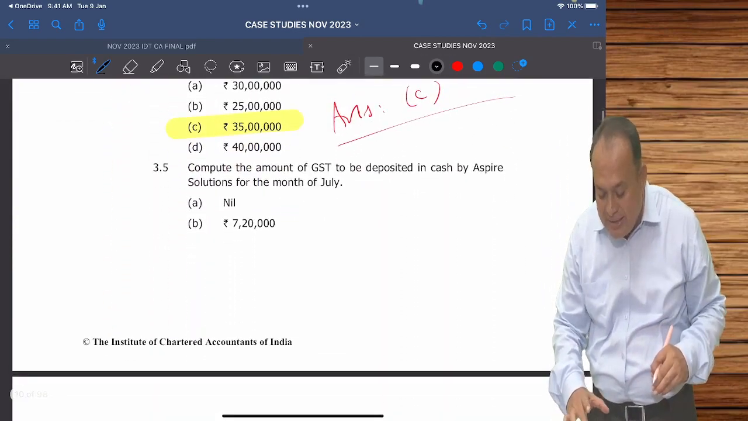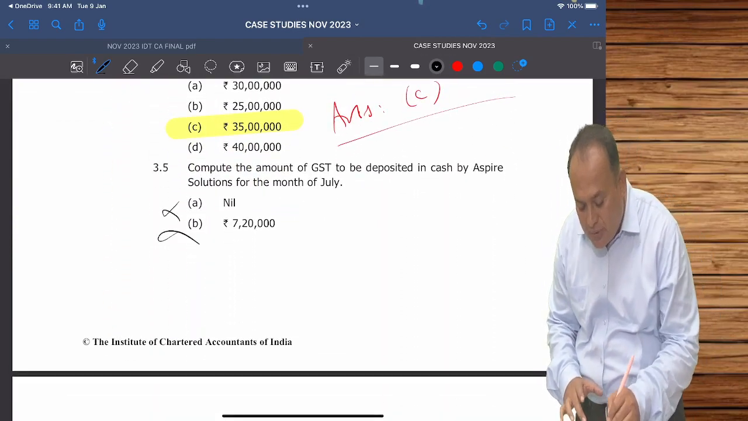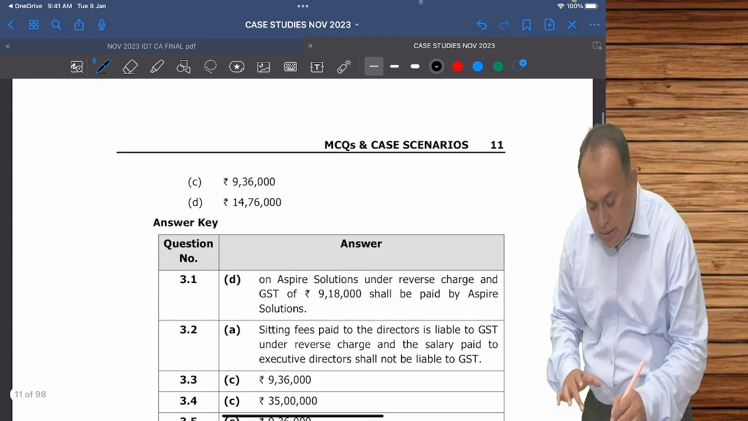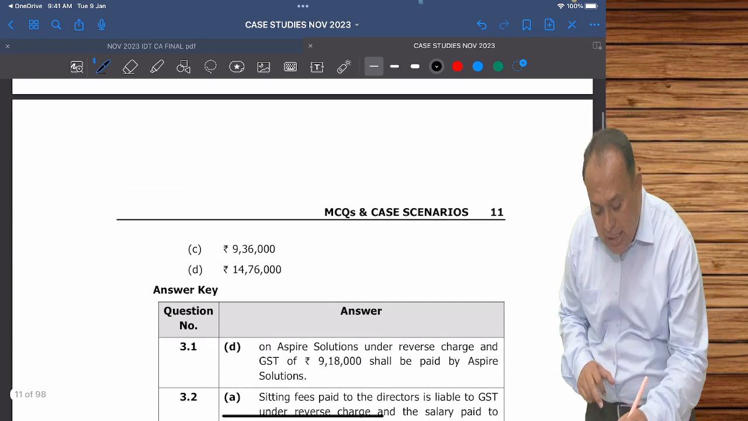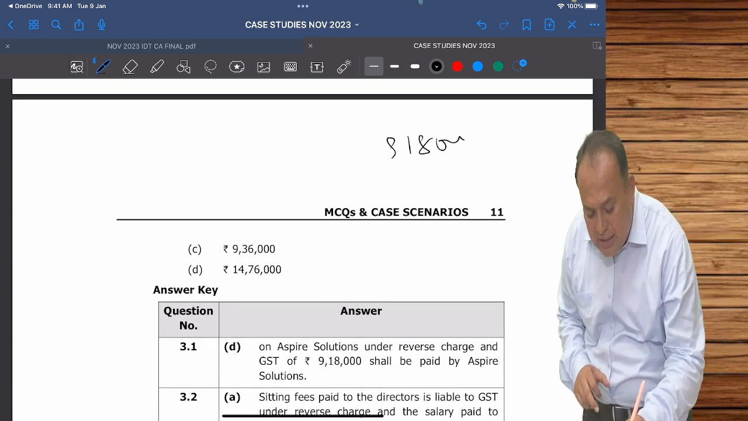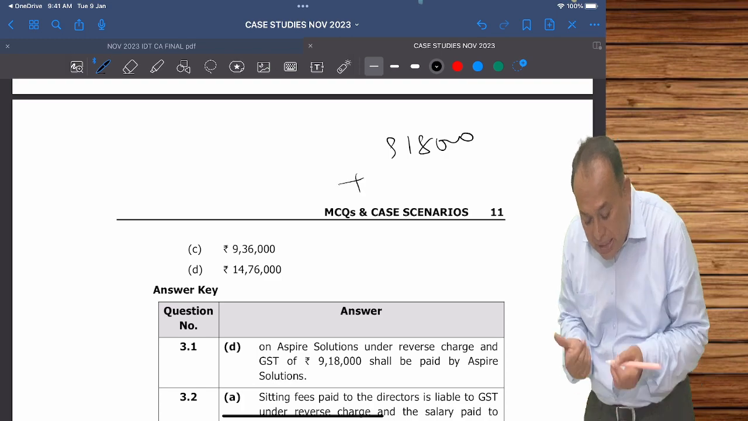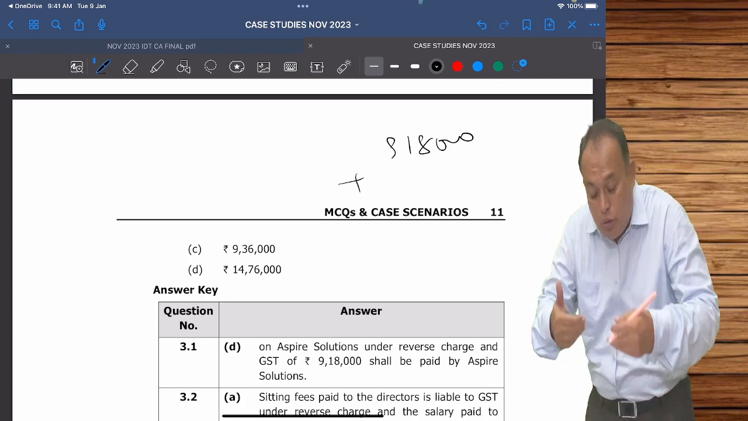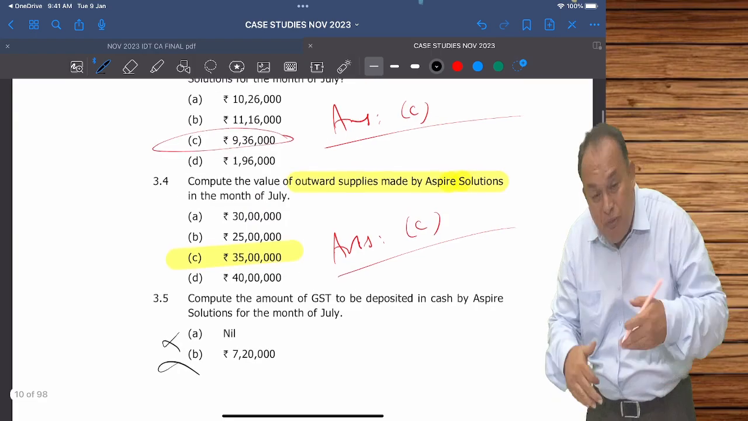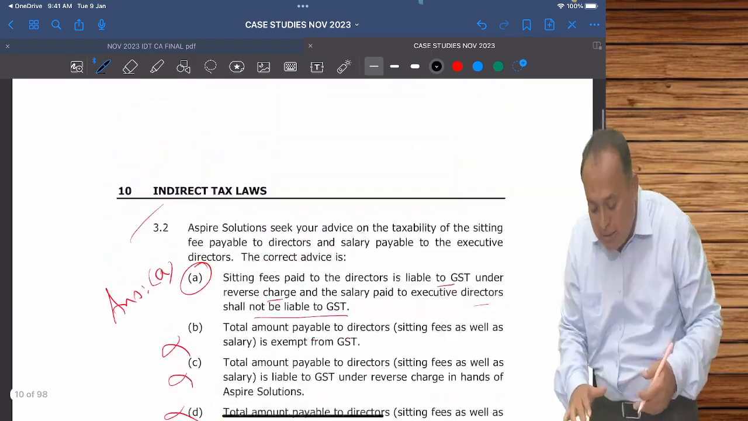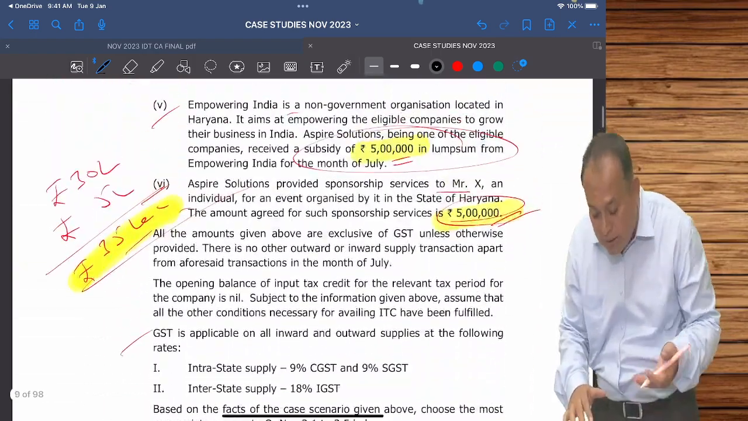Where is it matching here? Not this one, not this one. 9,18,000 I said, and which is not matching here. Therefore, what I have to do? Furthermore, look at some point, somewhere I may have missed out. Let us see here. Any other recipient? This 1 lakh also is there.